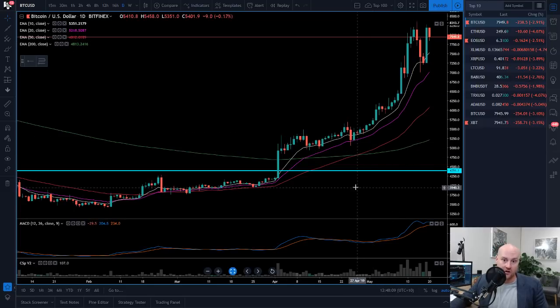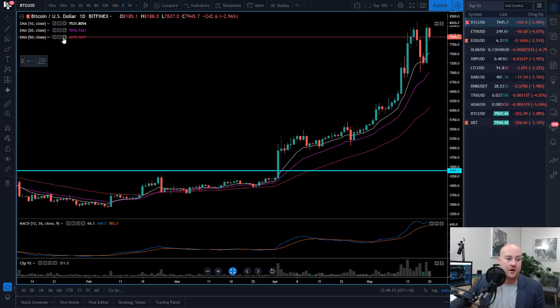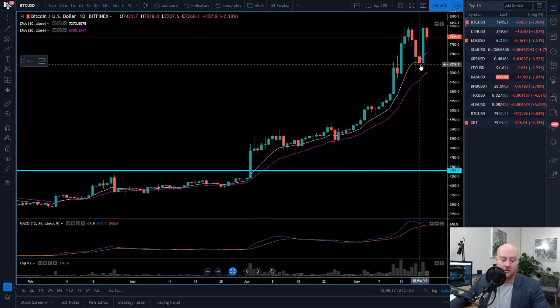After the move, you'll see that very clean cross. So that's why I don't actually use moving averages in that sense. The 50 and the 200, I don't trade off of these two. I focus on this cradle zone, and that is it.